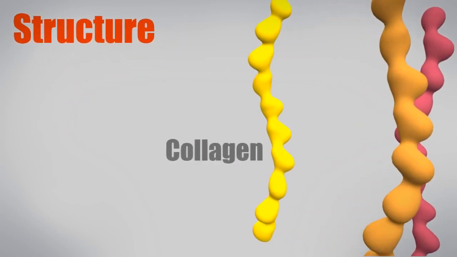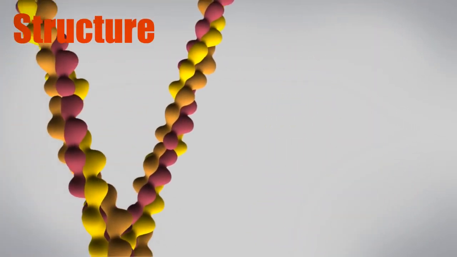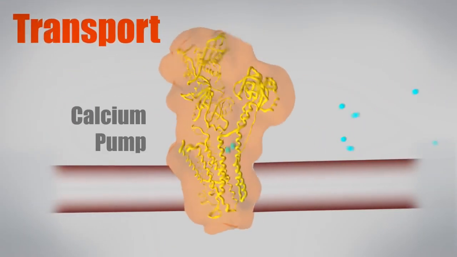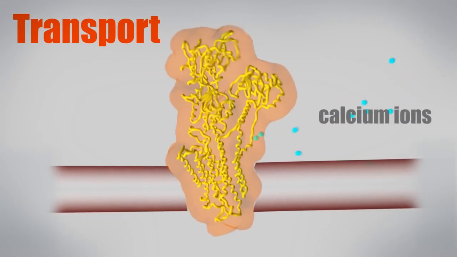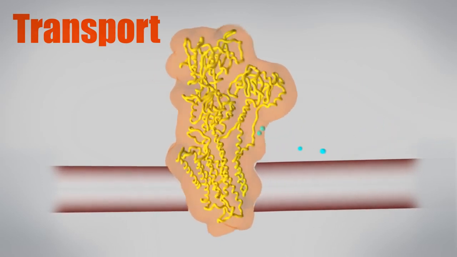Collagen forms a strong triple helix that is used throughout the body for structural support. The calcium pump moves ions across cell membranes, allowing the synchronized contraction of muscle cells.